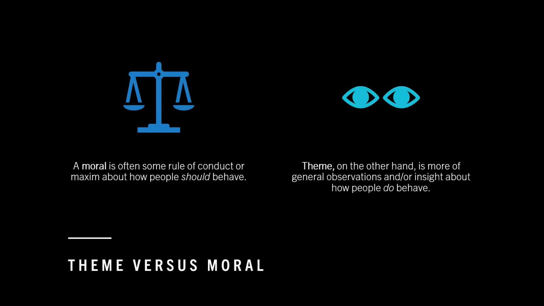So the difference is that a moral is making some sort of claim or suggestion about what is right or how people should operate within the world, whereas theme is making an observation about how people do operate within the world. And as we all know, that is not always the same thing as how people should, right? Theme can be kind of tricky, but here's some tips for looking at theme within a particular story.